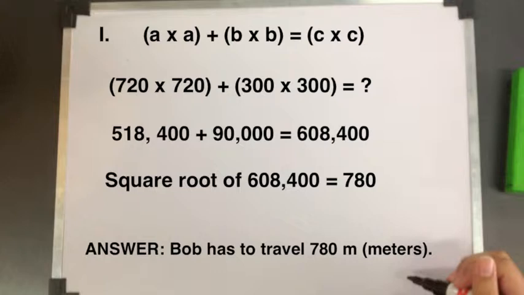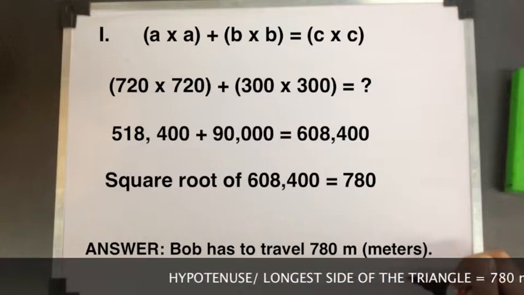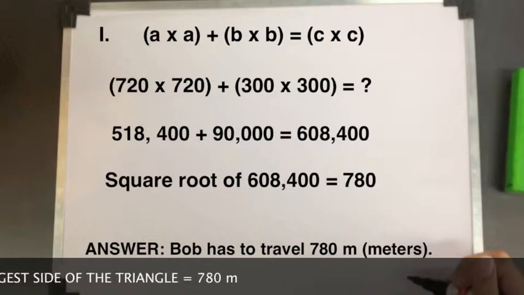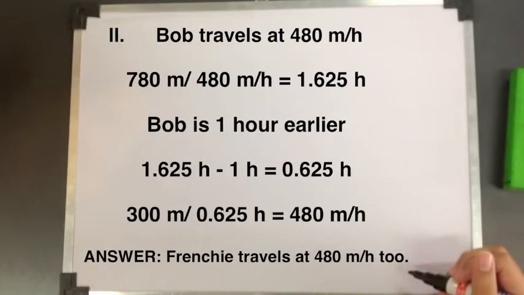We now square them both and add them. We get 608,400. We now find its square root, which is 780. Now we know the answer, that Bob has to travel 780 meters. To answer the second question, we need to find the number of hours that Bob took. We now subtract the answer from 1 hour. 300 meters will be divided by 0.625 hours. We then get the answer that Frenchie travels at 480 meters per hour.